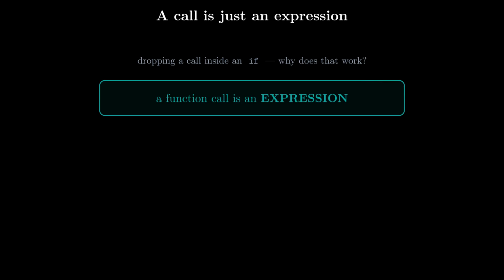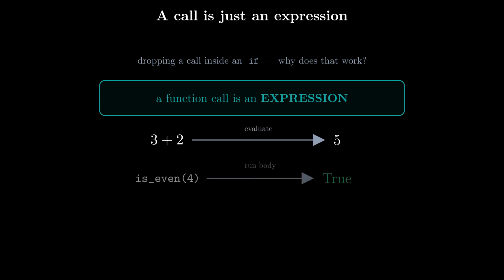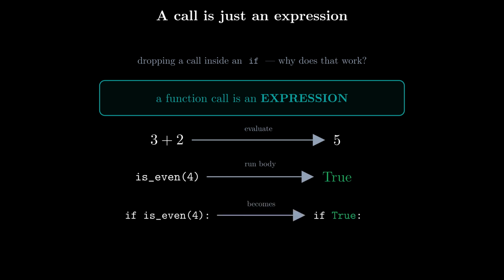Why can we drop a function call right into the middle of an if statement like that? Because a function call is just an expression. Python runs it, it evaluates to a single value, and that value takes the call's place, exactly like 3 plus 2 becoming 5. So is_even of i becomes True or False, and the if simply reads that result. A call returns one value, and that value can go anywhere a value is allowed. Inside a conditional, inside a loop, anywhere.